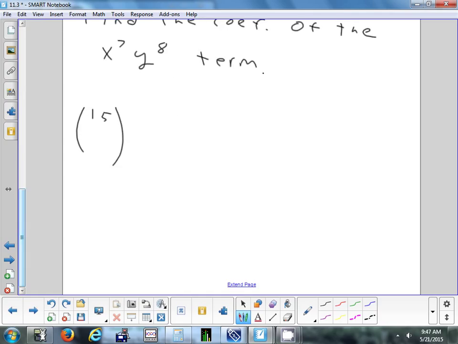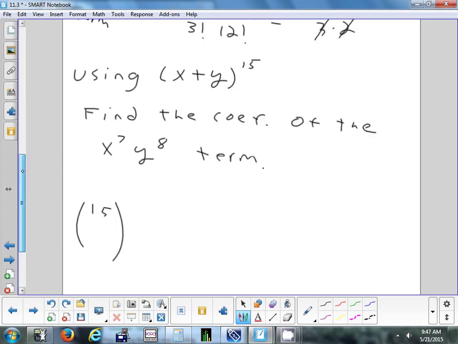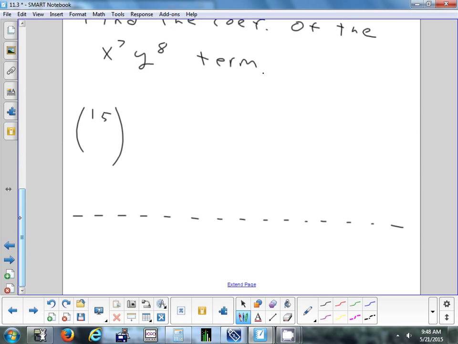So one way to do it, if you're going to have 15 terms, start at the 0th term, and look at where x to the 7th would come up. Well, the first one would be x to the 15, 14, 13, 12, 11, 10, 9, 8, 7. That's where your x to the 7th, y to the 8th term would be. Now, counting from the 0th term, what term is that? 0, 1, 2, 3, 4, 5, 6, 7, 8. That's the answer I'm looking for.